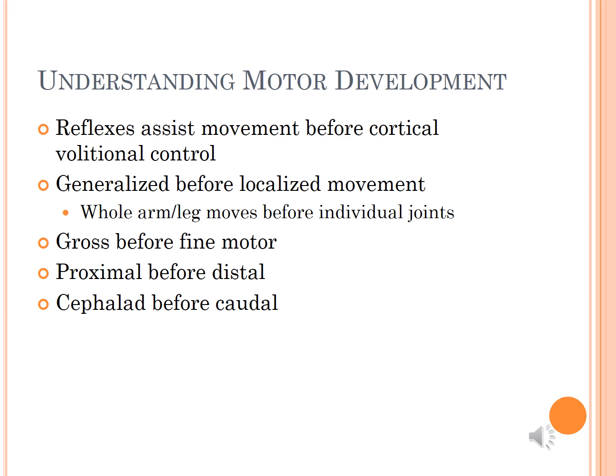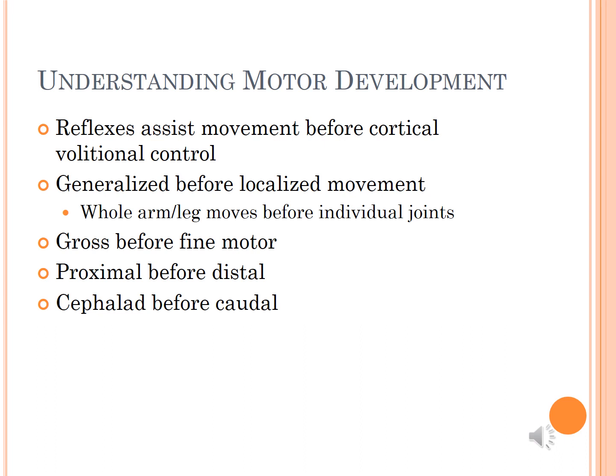So in the womb, when we're thinking about motor development, reflexes are the first thing that help us move. They always start before we can have any volitional or purposeful movement. For any movement that we have, you're going to have generalized before localized. So you're going to get big arm movements, legs kicking, swiping before you get little pincher, finger grasp movements, those kind of things. Along those lines goes gross motor before fine motor.